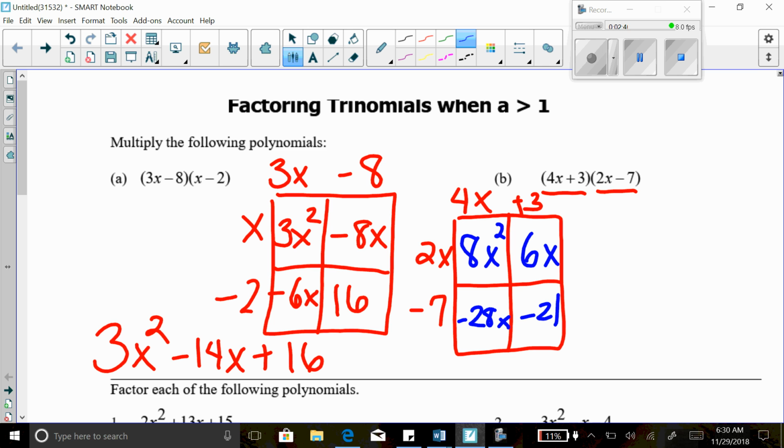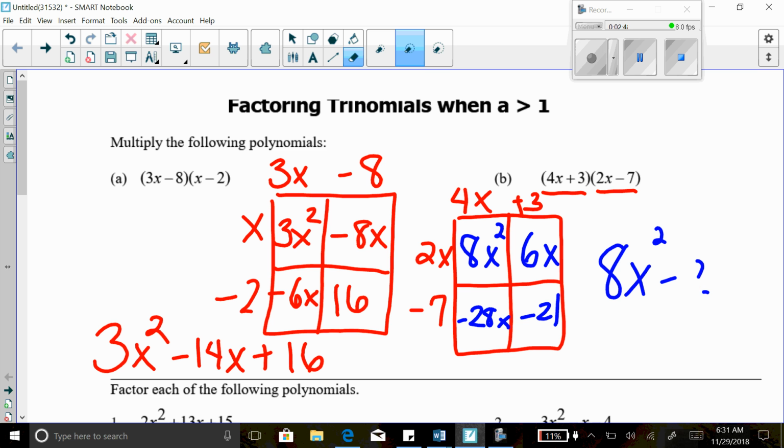So go ahead and combine your like terms, and you get 8x squared minus 22x minus 21. If at any time you're confused or I'm going too fast for you, feel free to stop the video and write down the notes.